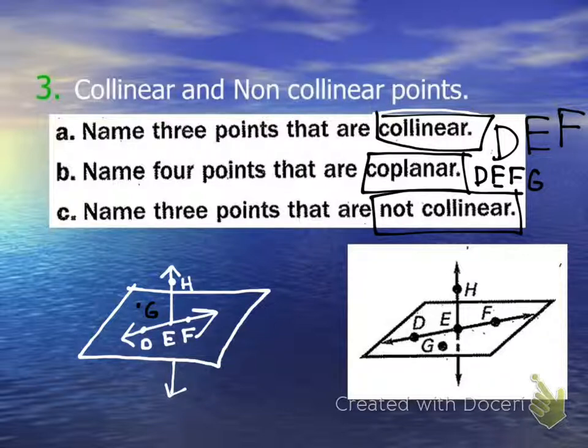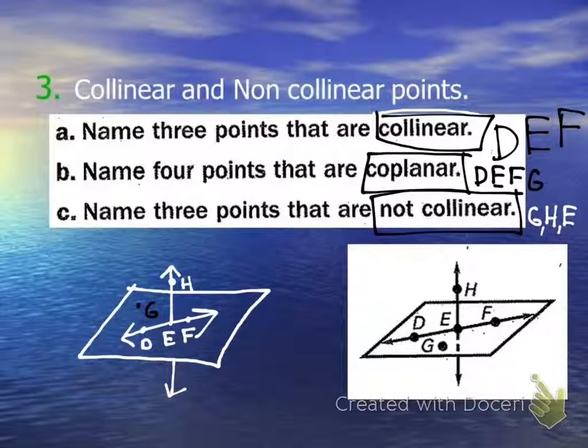Name 3 points that are non-collinear. What does it mean to be non-collinear? Yes. Not on the same line. Can you give me 3 points that aren't on the same line? G, H, E. G, H, and E are definitely not on the same line. Remember, when you're naming points, you can just use the capital letters.